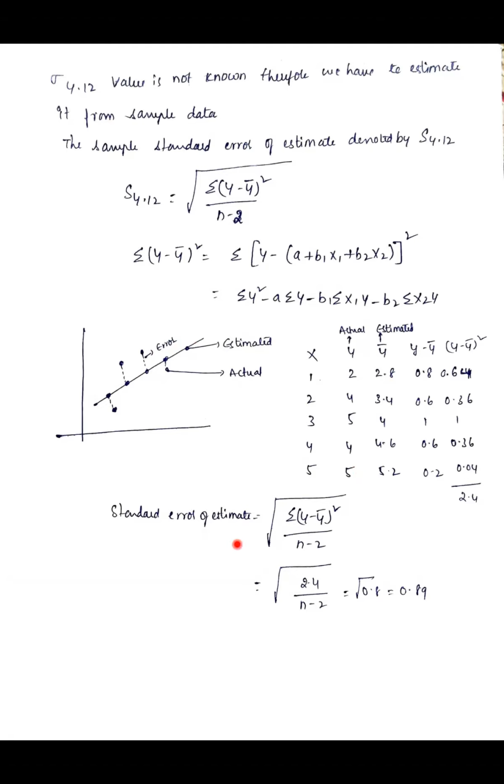The standard error of estimate is the square root of the summation of (y minus y bar) whole squared divided by n minus 2. By these values, we have to calculate this (y minus y bar) whole squared and substitute, so that you will get the value as 0.89. It is the standard error of the estimate. That means there will be an error of 0.89% between the actual value and the estimated value.